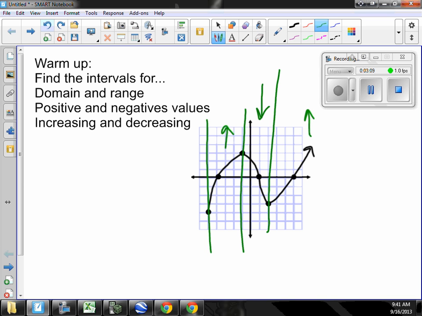So for increasing, my first interval is from -5 to -1. Do I include either of those? I do include the -5. Not because it's not touching, because it's not the top of a hill or the bottom of a valley. Okay, the only time that we don't include a point for increasing and decreasing is if the graph is flat at that point. So, remember I drew my little car the other day?